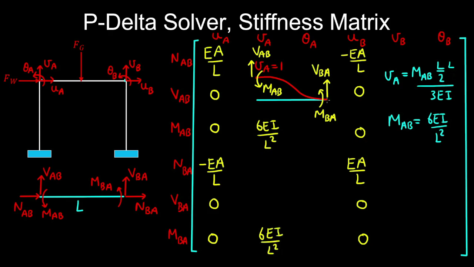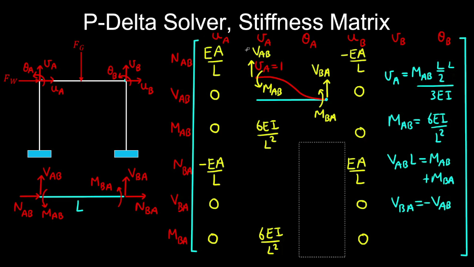And taking an equilibrium of moments about node B, we get VAB by L is equal to MAB plus MBA. So dividing through by L, the shear force at AB is equal to MAB plus MBA on L. So that would be 12 EI on L cubed. And by equilibrium, the shear force at B is equal and opposite to the shear force at A.